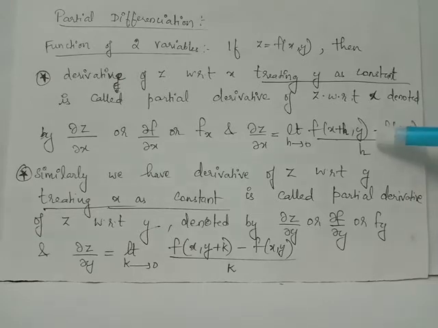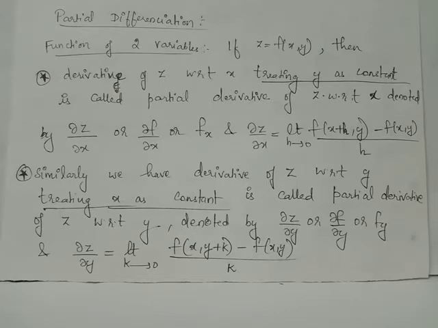From the numerator of this expression, it is clear that y is treated as a constant. By the expression ∂z/∂x, we mean that we evaluate the rate of change of function z in the x direction, considering there is no change in the y direction.